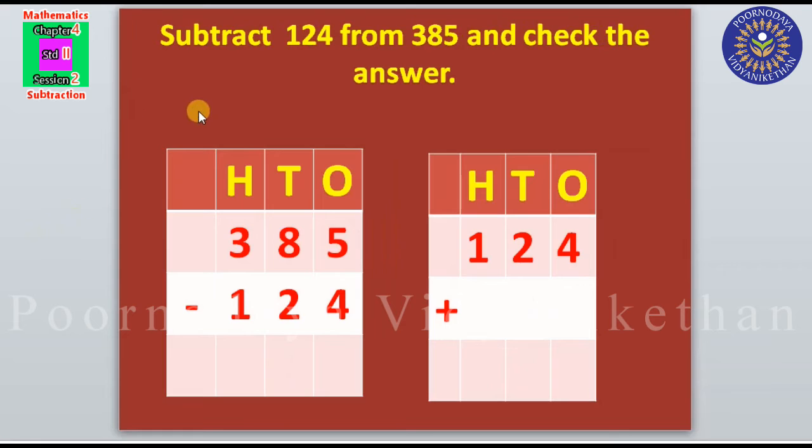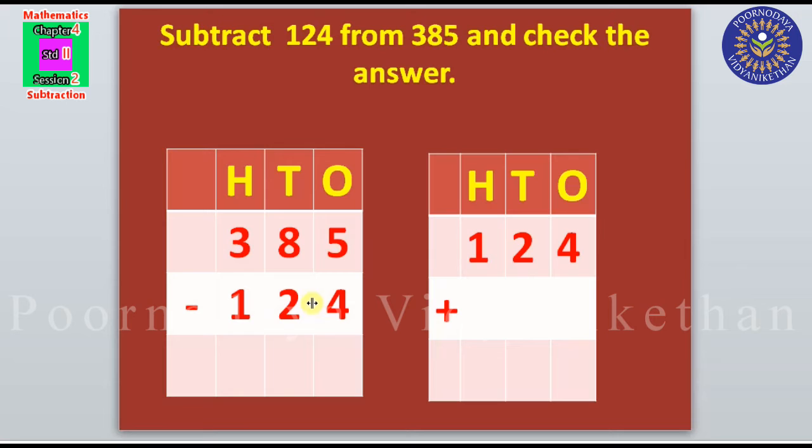Okay. Then one more example. See here. Subtract 124 from 385 and check the answer. So you see here, it is a 3-digit number. So what do we have to do? Ones, tens and hundreds. Arrange the numbers like this. 385. Below that you have to write 124 because 124 is the smaller number.